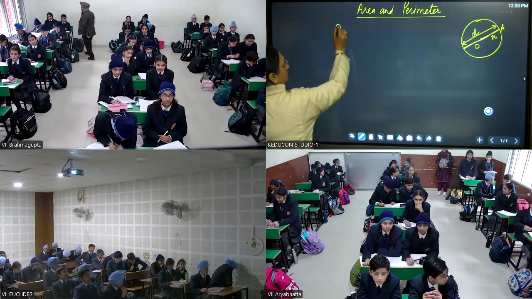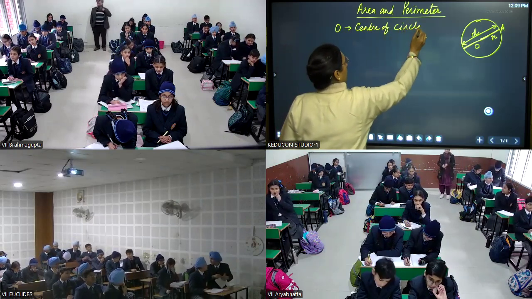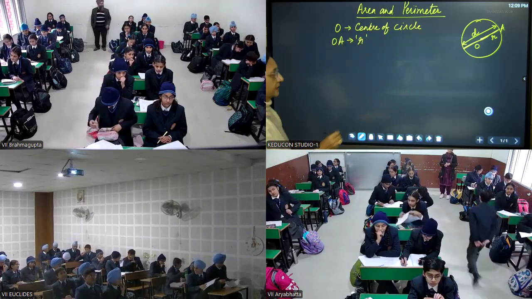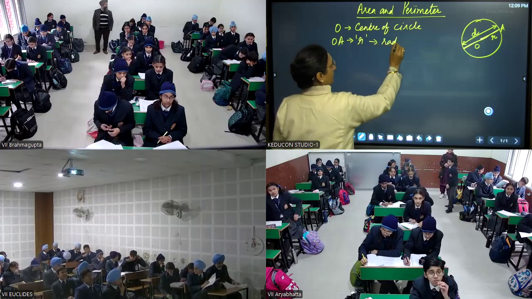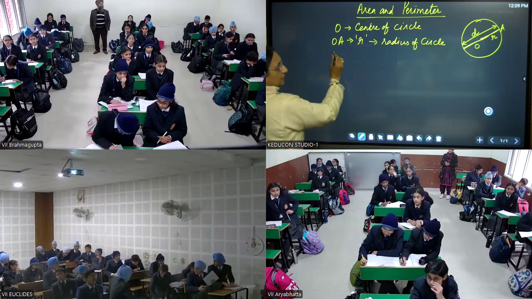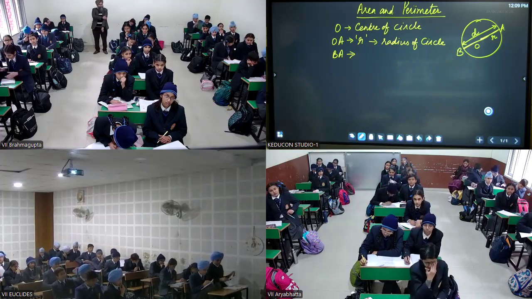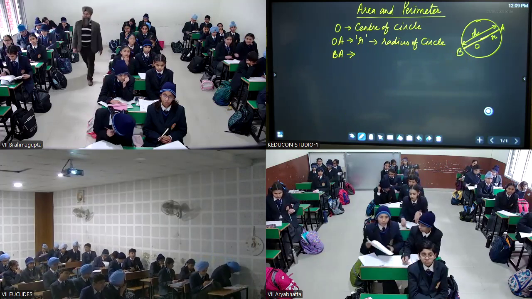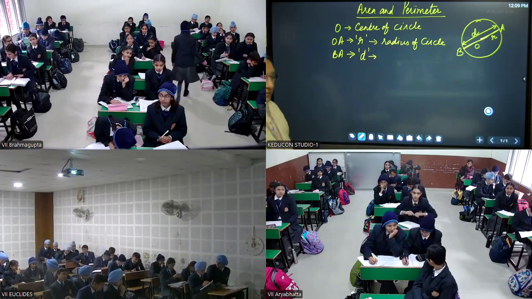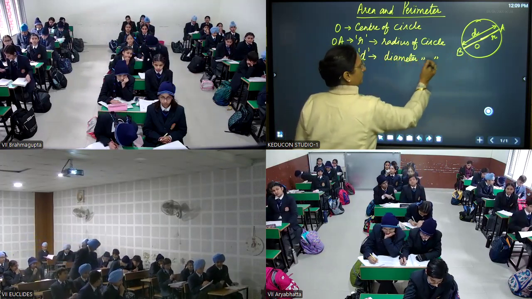This is the center. O is the center of the circle. Then OA, that is small r, is the radius of the circle. And if I write here B, then BA will be the total line from one edge to the other edge. That will be the diameter, represented by small d. That is the diameter of the circle. Write it neatly.